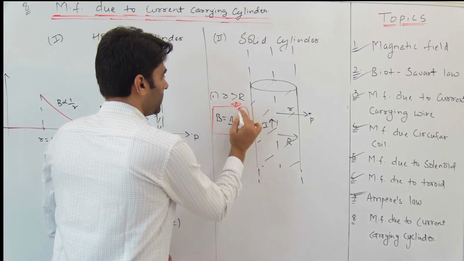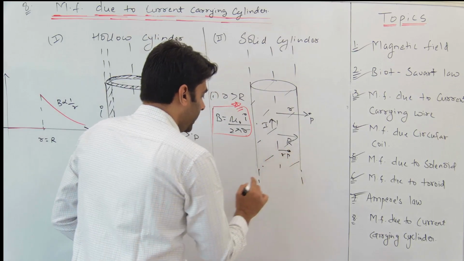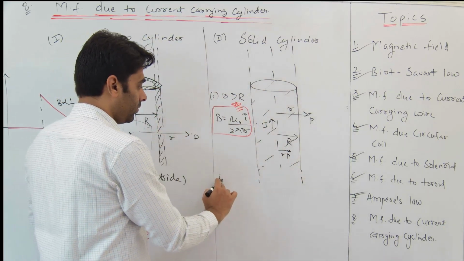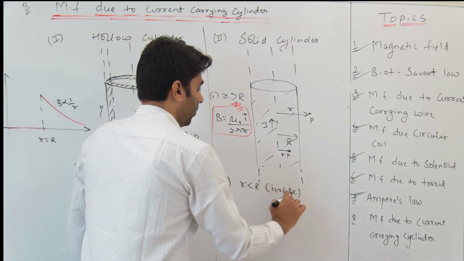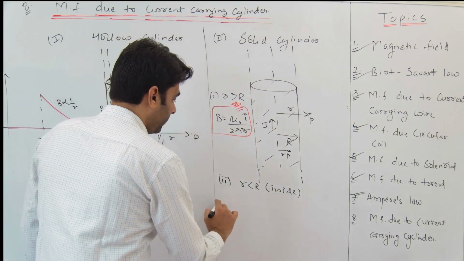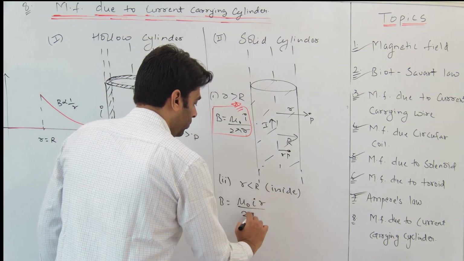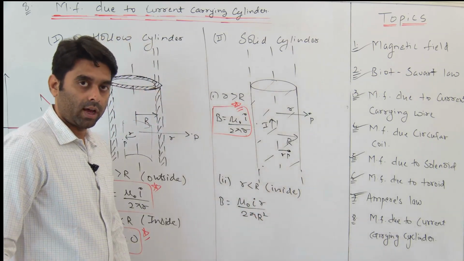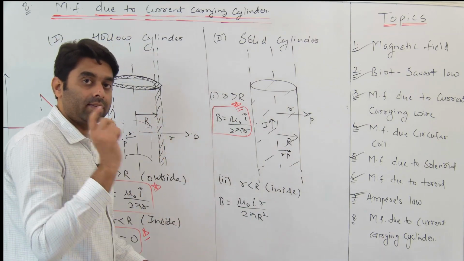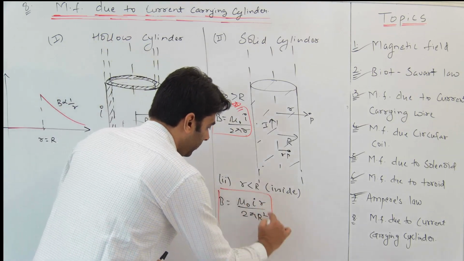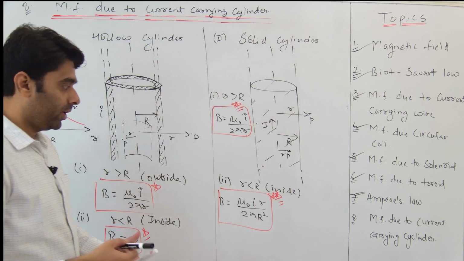Next, if I talk about an inside point, some point P is present inside of the cylindrical wire, so r is less than capital R. What is the magnetic field for an inside point? B equals mu naught I small r by 2 pi capital R square. Small r is the distance of the point from the axis and capital R is the radius of the cylinder. So this is our magnetic field for inside points.